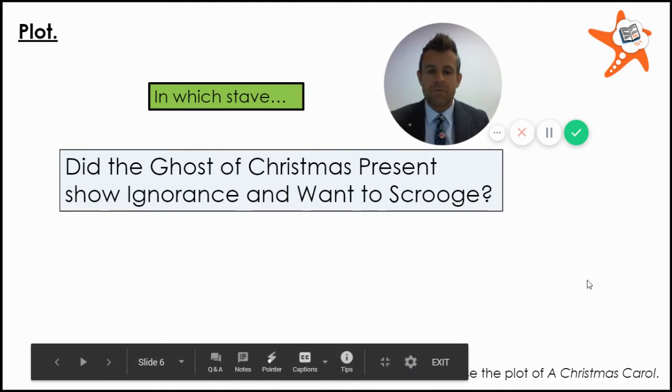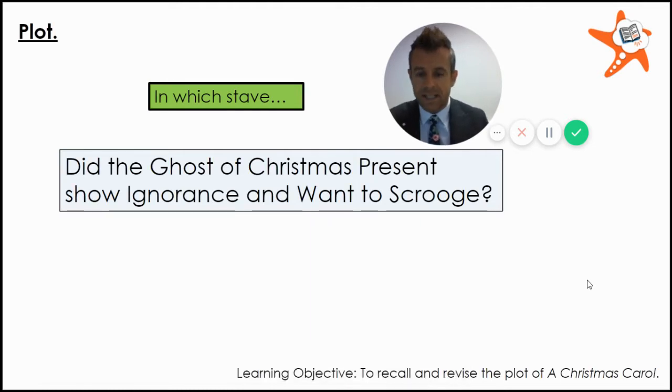Okay, here we go then. These are going to be relatively quick fire, so be ready to just jot the answer down on your paper or your knowledge organizer. So the task is for you to tell me in which stave. Okay, I will give you a little clue at the beginning. There are 5 staves in total. Okay, so in which stave did the ghost of Christmas present show ignorance and want to Scrooge? So basically, is that stave 1, stave 2, stave 3, stave 4, stave 5? What can you remember? Okay, I'm going to reveal that answer in about 10 seconds. In the meantime, you just write down which stave you think it is in.